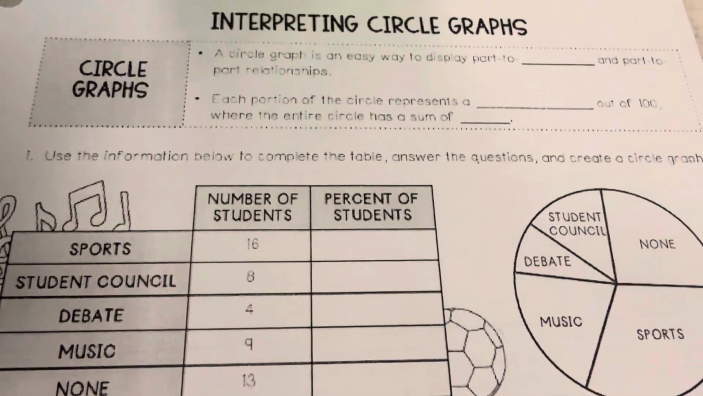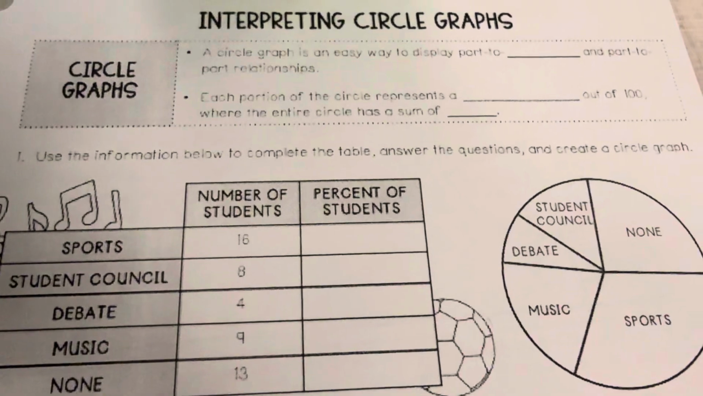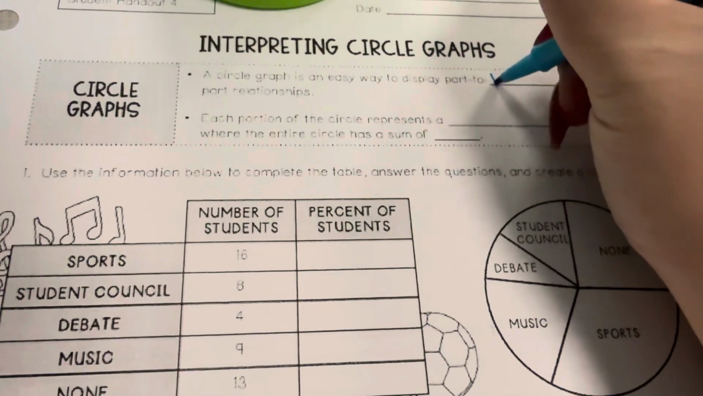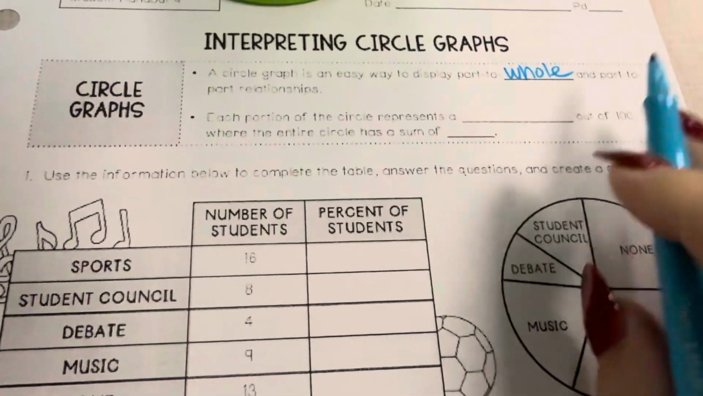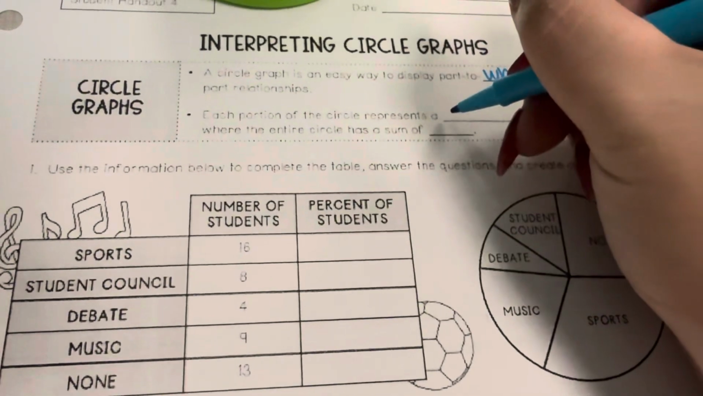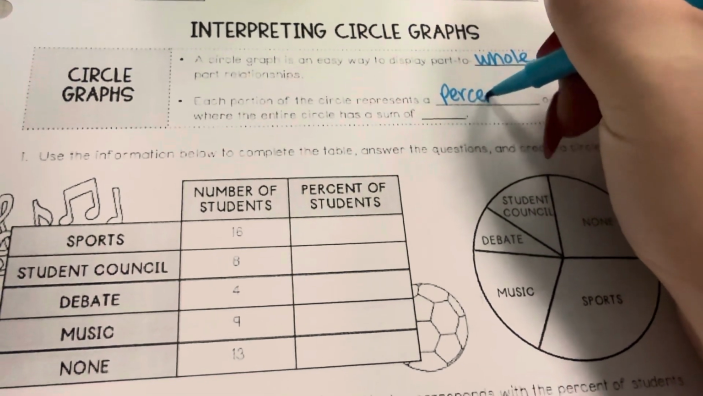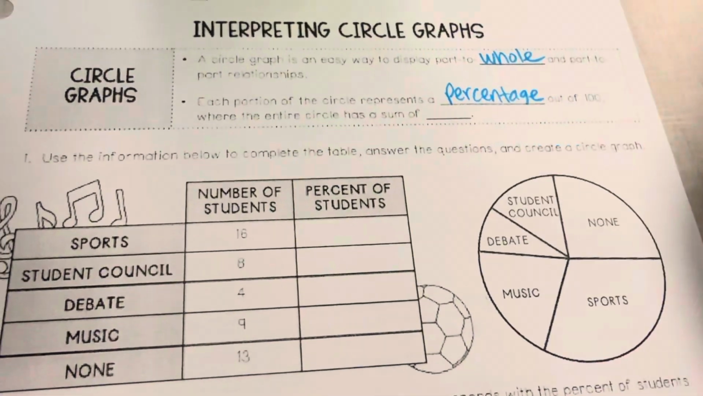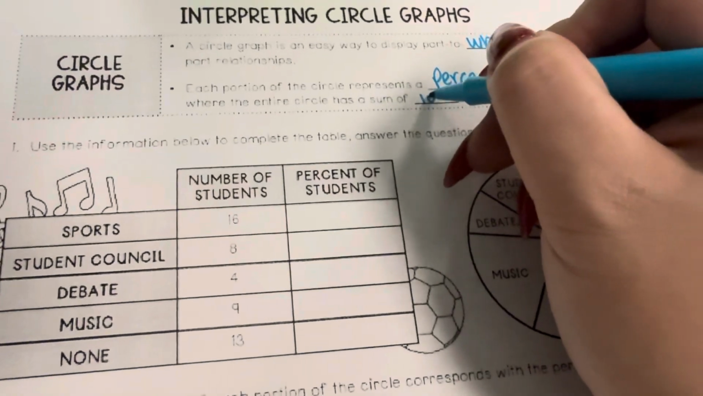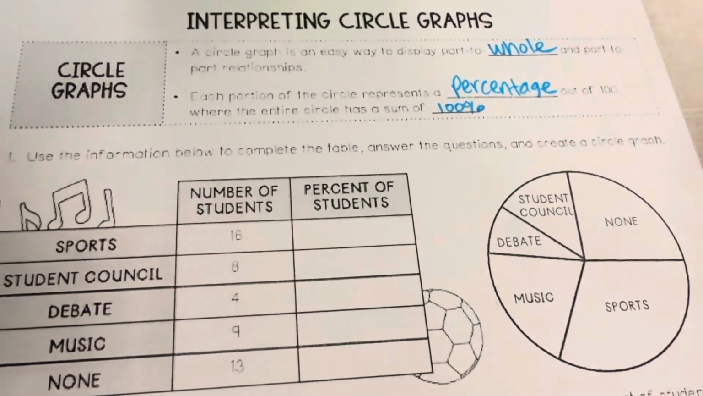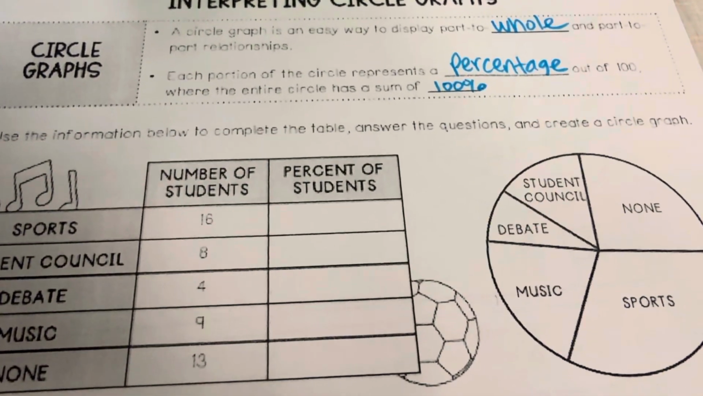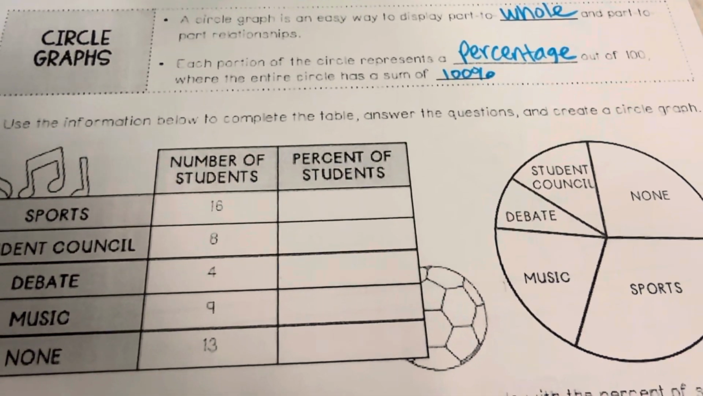All right, our next type of graph to learn about is circle graphs. Circle graphs are an easy way to display part to whole and part to part relationships. Each portion of the circle is going to be a percentage out of 100, and the entire circle always adds up to 100%. So if you have a circle graph question, you can pretty much bet and guarantee you're going to be using a proportion because percentages are involved.